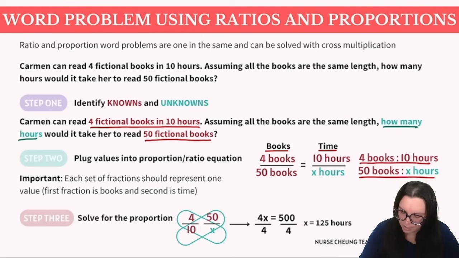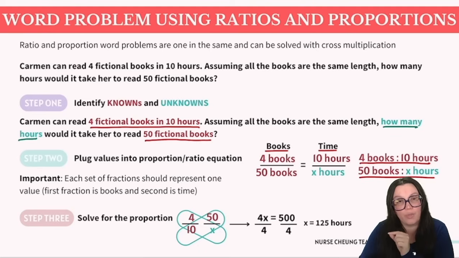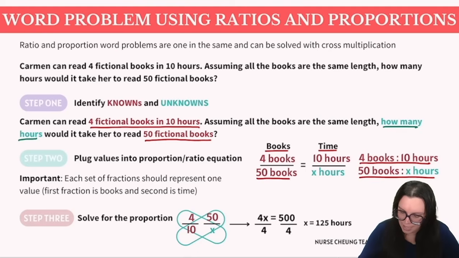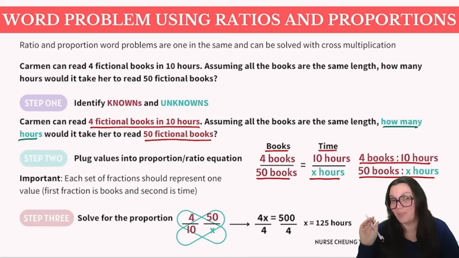So what I did is I plugged in 4 books into our numerator on the left, and 10 hours into our numerator on the right. On the bottom, we're trying to figure out how long it's going to take her to read those 50 books. So I put 50 books underneath our 4 books in the denominator on the left, and I put X hours, which is what we are trying to figure out, in the denominator under our 10 hours numerator on the right.